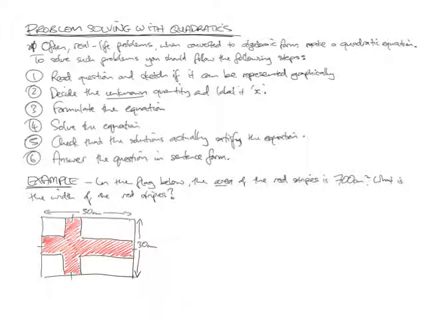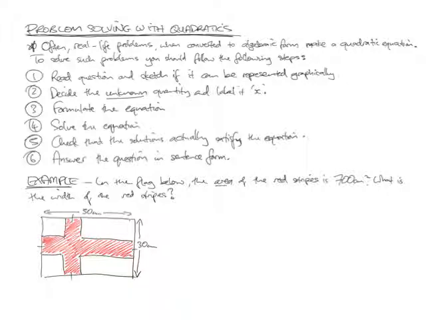It's very similar to problem solving with linear equations. You read the question, sketch it if you can. Always a good idea to visualize the problem. You need to decide on the unknown quantity and label it x. Usually it's clear from the question what your unknown is, because it's going to ask, what is the weight of this? So your unknown, your x, is going to be the weight of the thing. It should be pretty obvious what the unknown quantity is. Just look for where the question mark is.